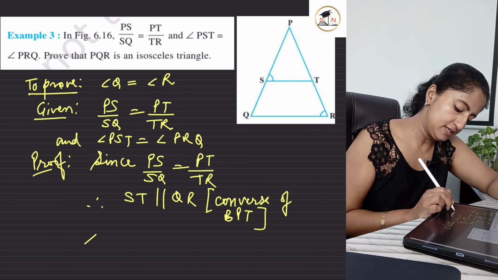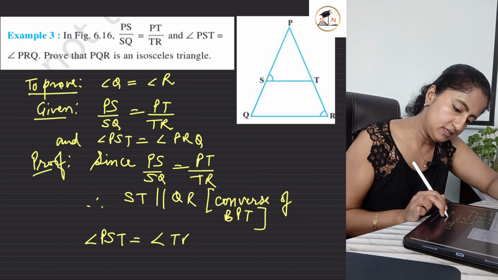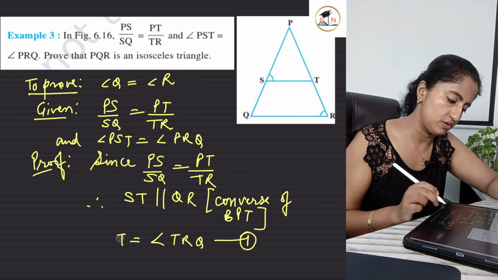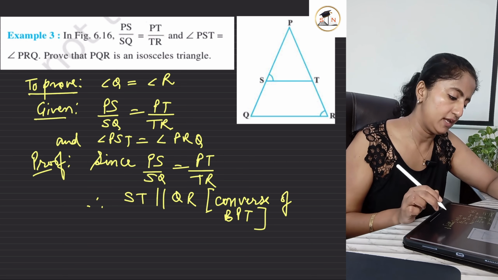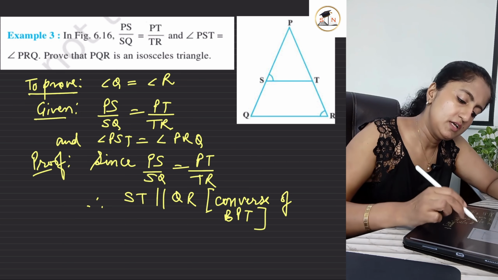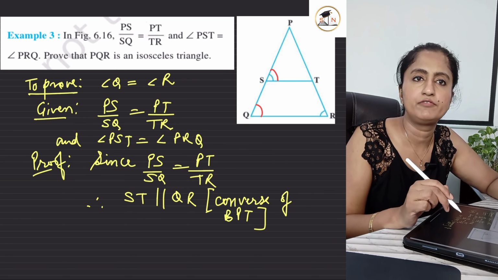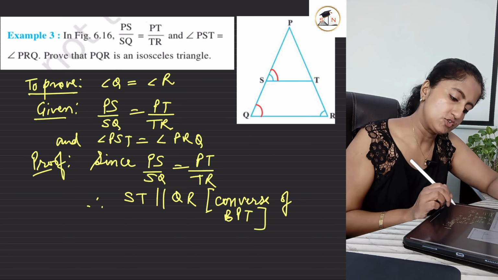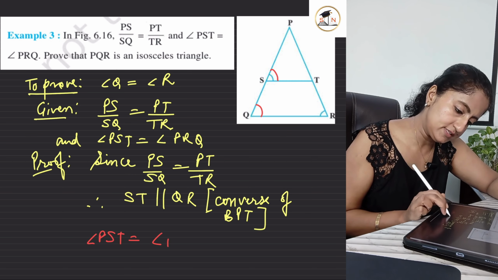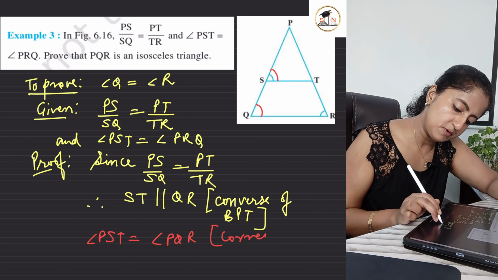Now we are given that angle PST equals angle PRQ. I'll mark this one. Let's wait for this one. Now, since the sides are parallel, this angle is supposed to be equal to this angle because of corresponding angles. So let's write down angle PST equals angle PQR, corresponding angles.